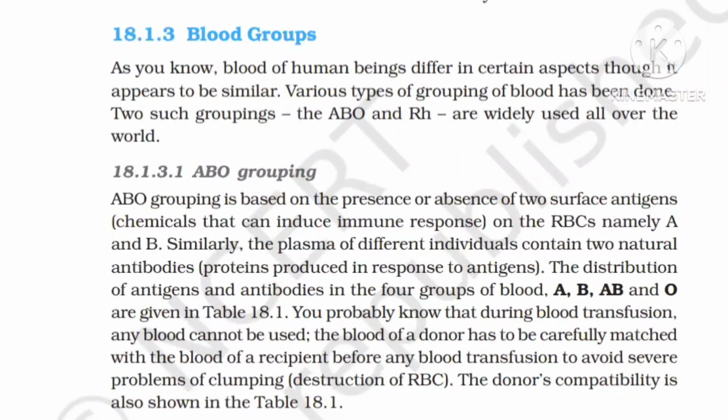In the previous video, we studied ABO blood groups and now we are going to study the Rh blood group in this video. We already know that there are various types of blood grouping systems, but two groupings, the ABO blood group and the Rh blood group, are the ones which are widely used all over the world. In the previous video, we already covered ABO blood grouping. In this video, my main focus will be on Rh blood grouping.